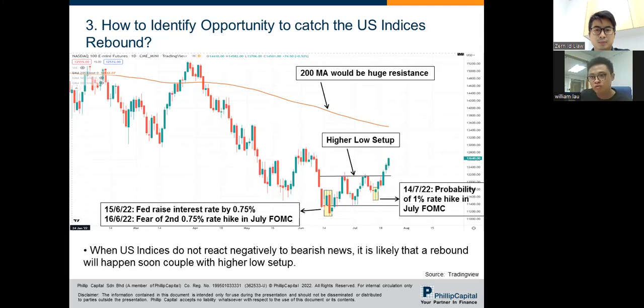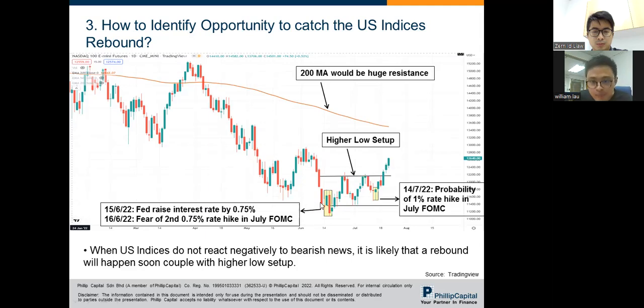That is a very good opportunity for us to trade. So this is how I myself actually catch this big rebound. If you understand, on the 15th of June, the Fed announced an increase in the interest rate. This green candle here is the 15th of June. The Fed increased the interest rate by 0.75%.